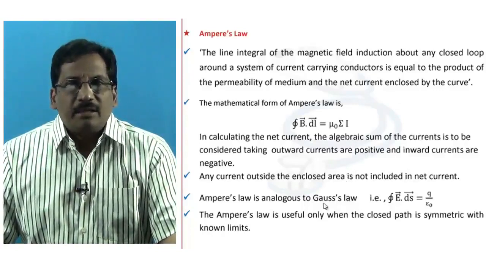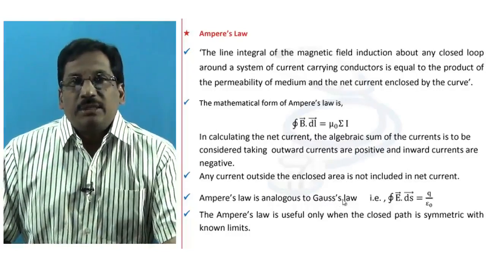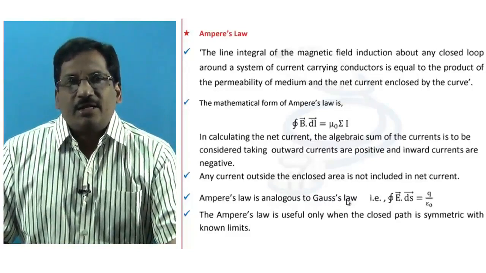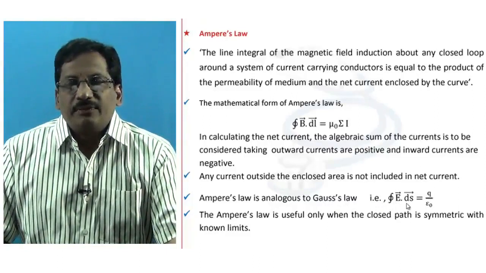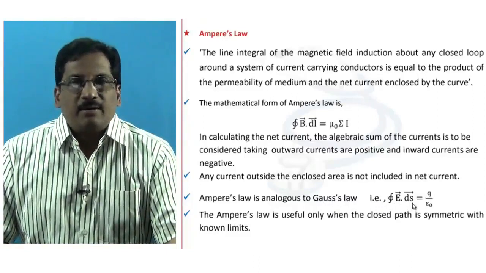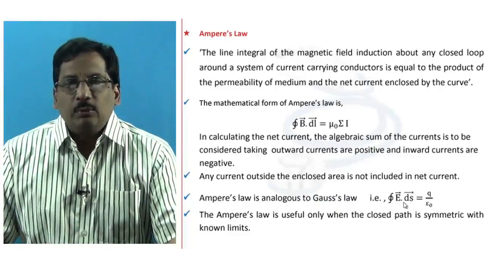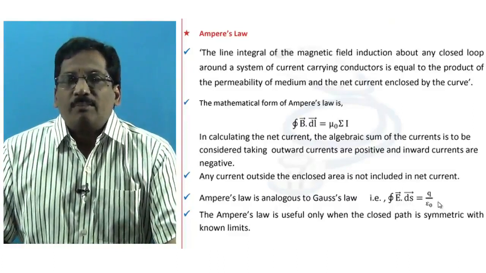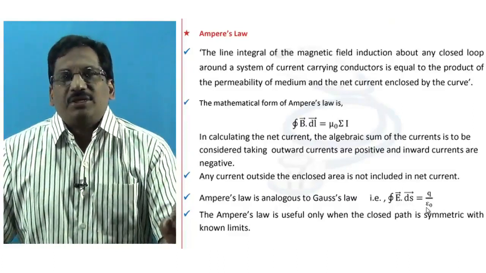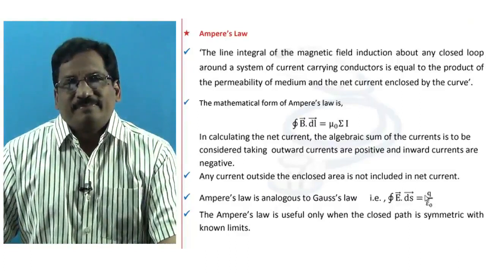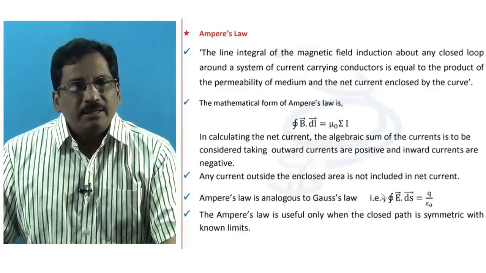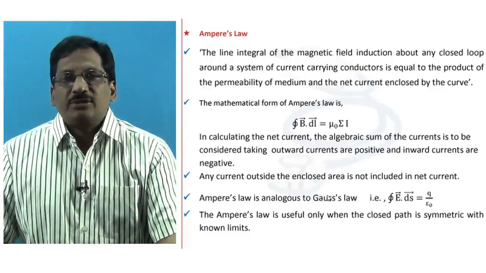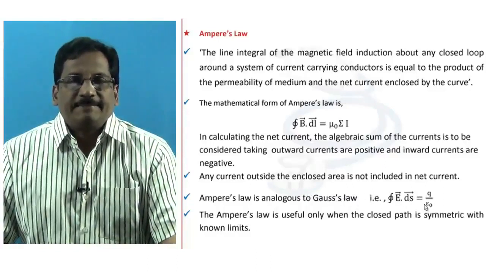Ampere's law is analogous to the Gauss law which we have studied in our electrostatics. That is, the integral of E dot ds over a closed surface is equal to 1 by epsilon naught times the net charge enclosed. This we have done in our electrostatics Gauss law. And here Ampere's law is just analogous to Gauss law in electrostatics.